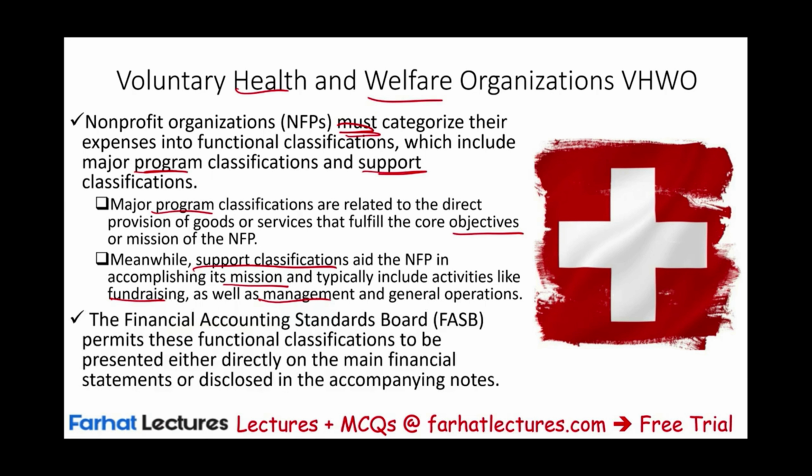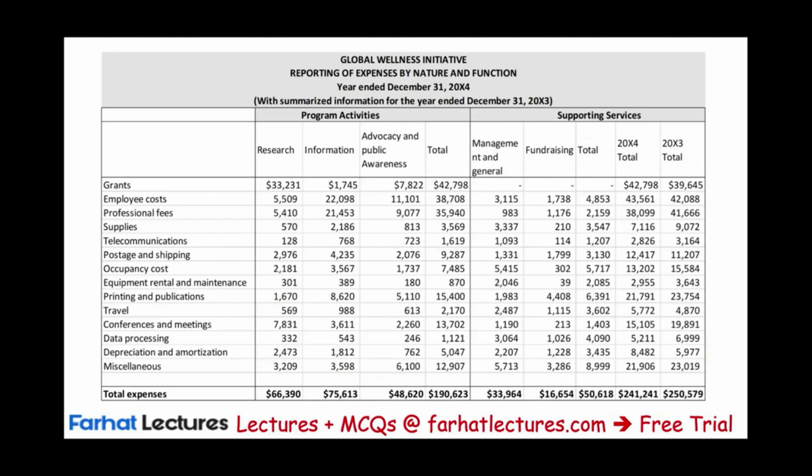Now, when it comes to FASB, the Financial Accounting Standards Board, they permit those functional classifications to be presented either directly on the main financial statement or disclosed in the notes. So whether you break down your expenses by program or by supporting activities, and this is an example of it, you could do it on the face of the financial statement or you can do it in the notes.